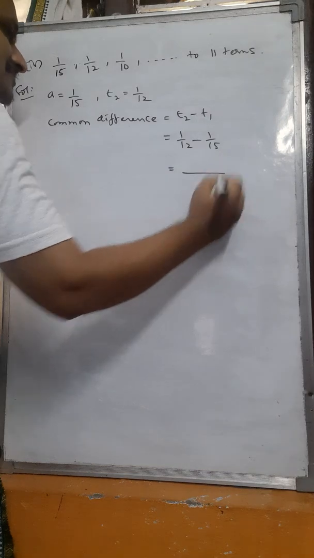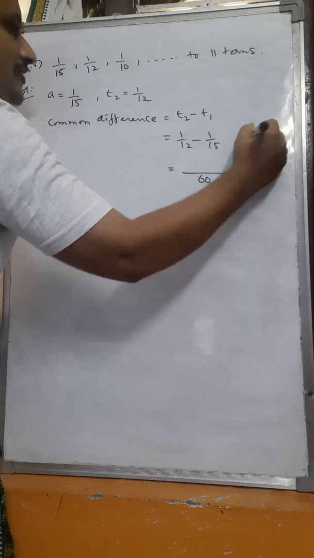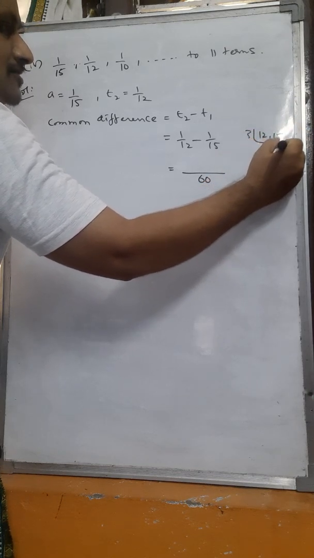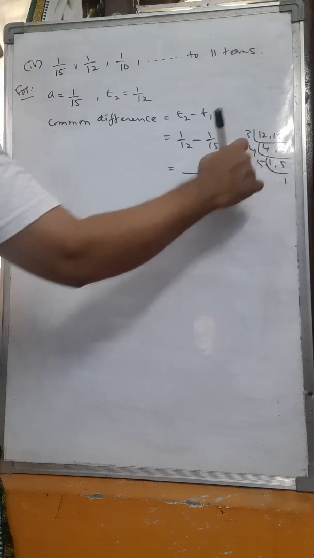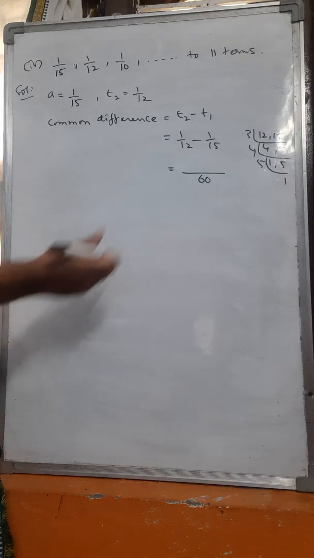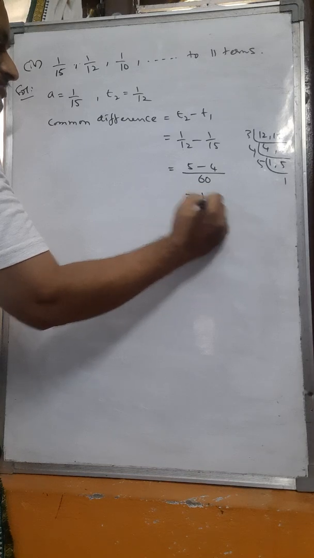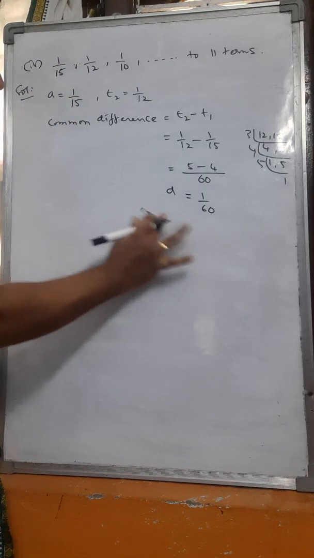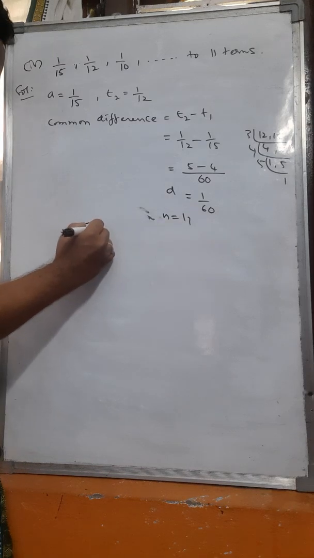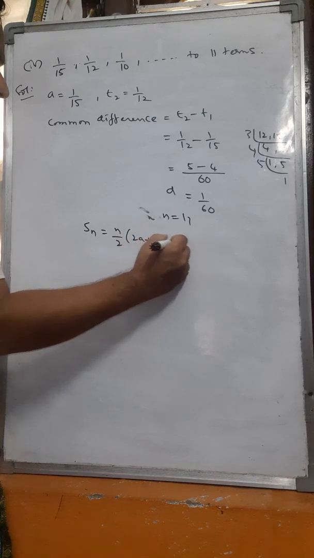So what is the LCM? It is 60. For 12 and 15: 12 times 5 is 60, and 15 times 4 is 60. So 5 minus 4, that is 1 by 60. D is equal to 1 by 60. And n is equal to 11. The sum of the n terms Sn is equal to n by 2 into 2a plus n minus 1 into d.